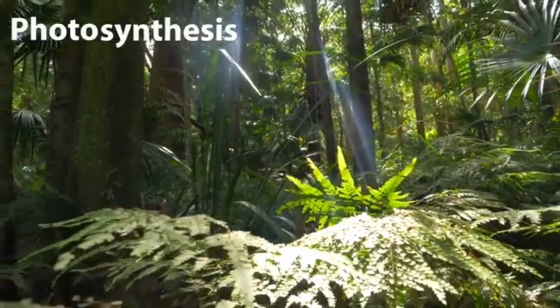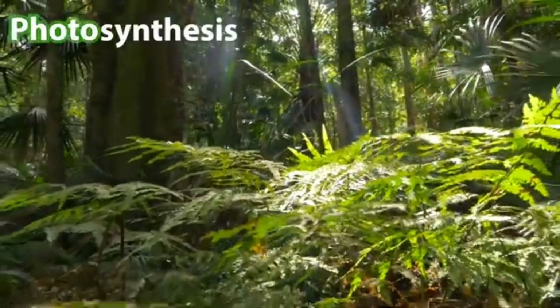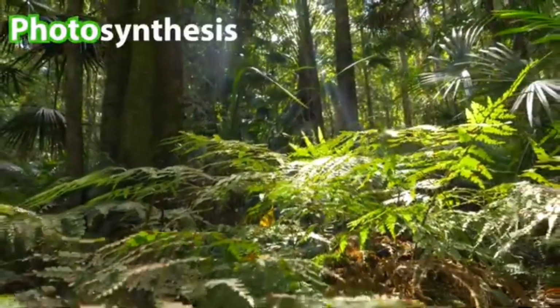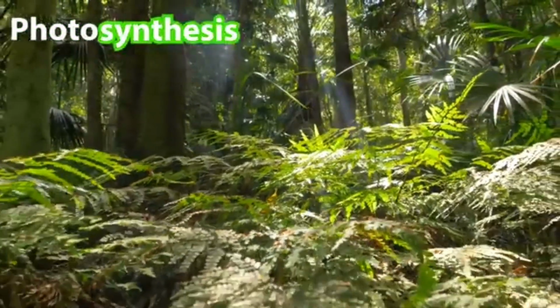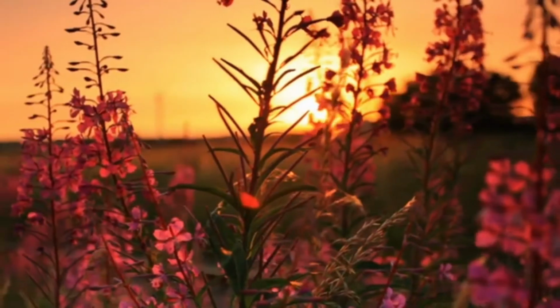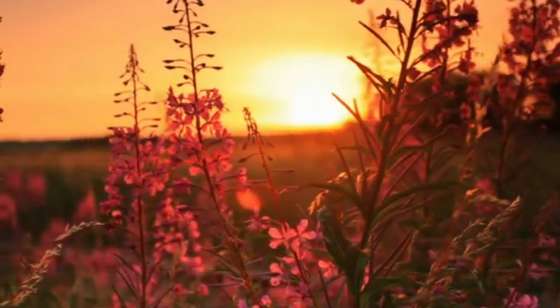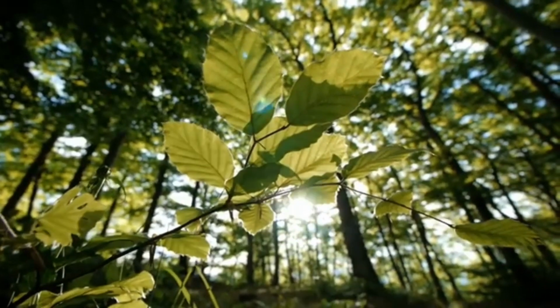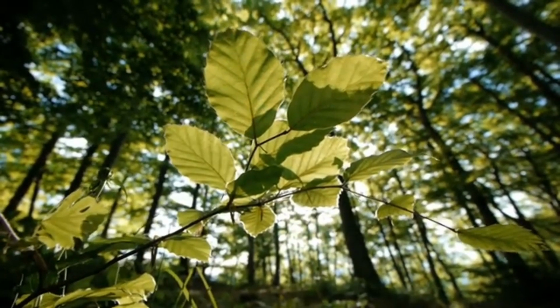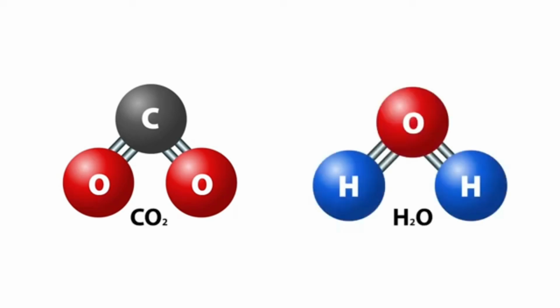The word photosynthesis is a compound word made up of the term photo, which means light, and synthesis, which means to put together. And that's just what plants do. They use the energy in sunlight to make their own food. In order to photosynthesize, plants need more than just sunlight. They also need a part of air called carbon dioxide, CO2, and water, H2O.